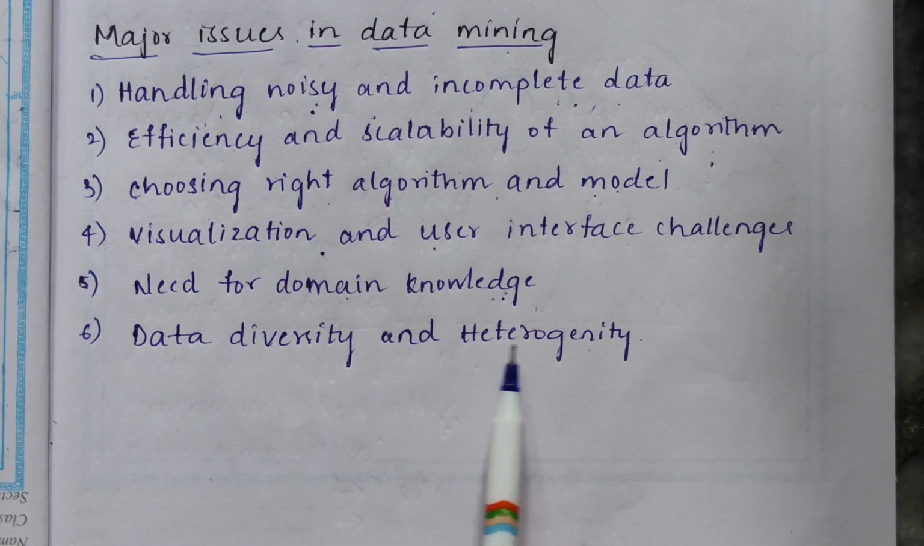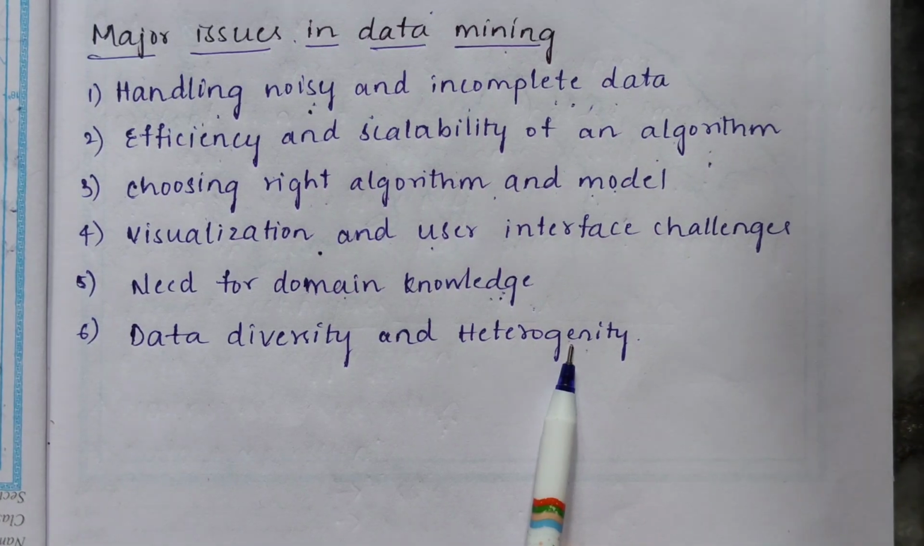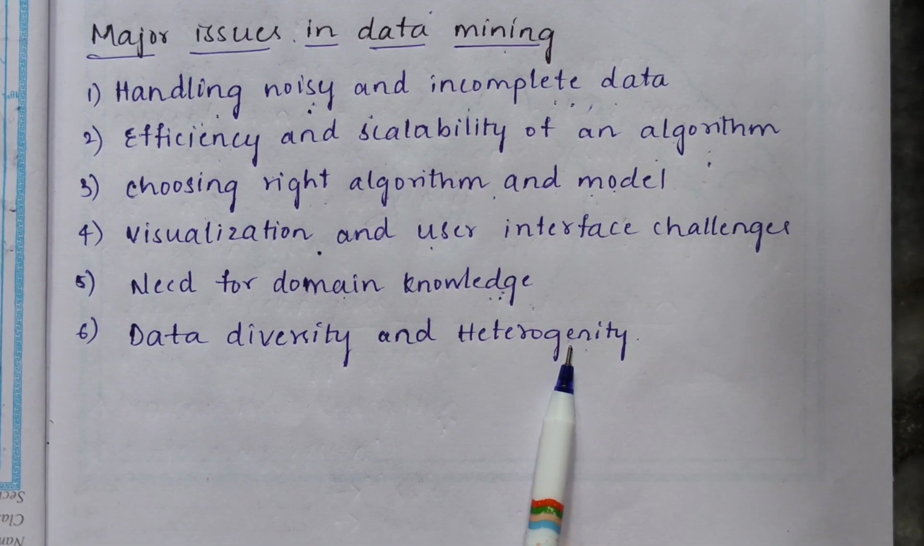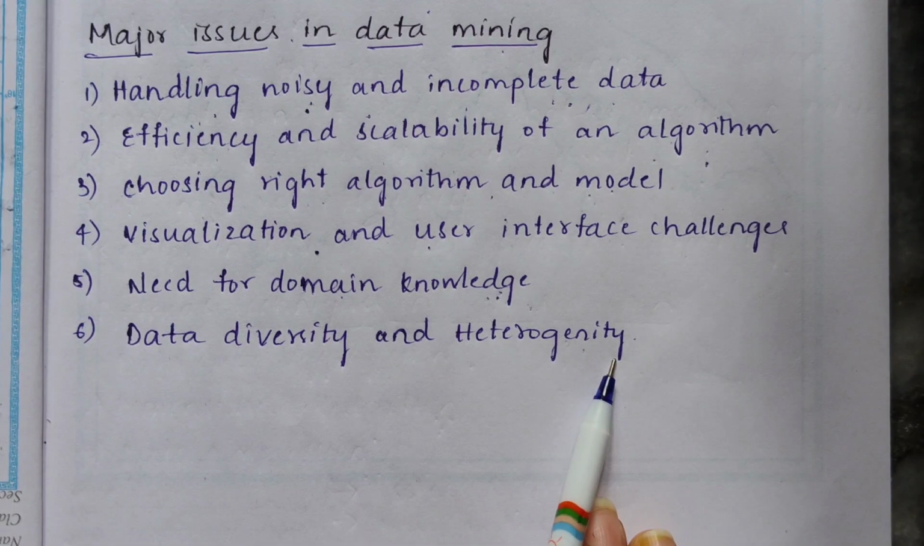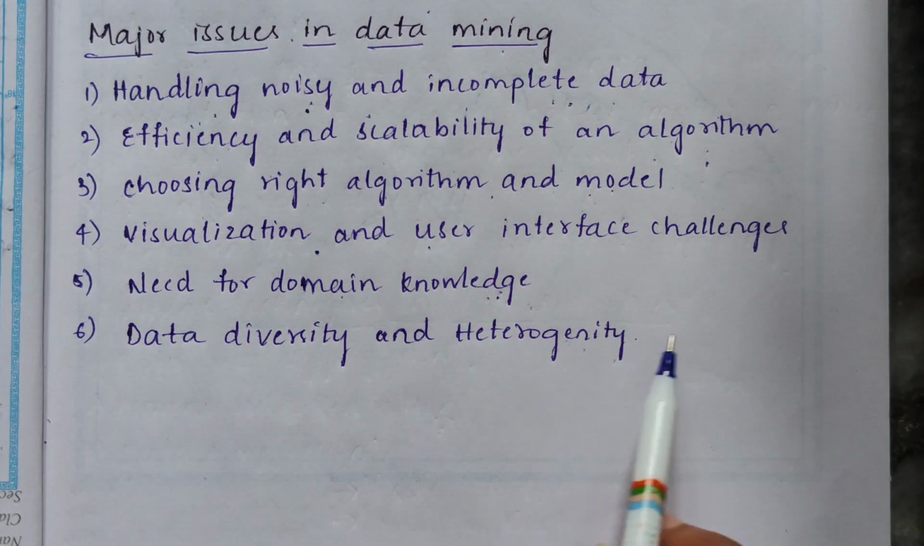And the sixth one is data diversity and heterogeneity. Generally, data comes in many formats, like image format or video format or audio format. Different types of data may require different types of pre-processing and different mining methods. This is the sixth issue in data mining. This is about major issues in data mining.